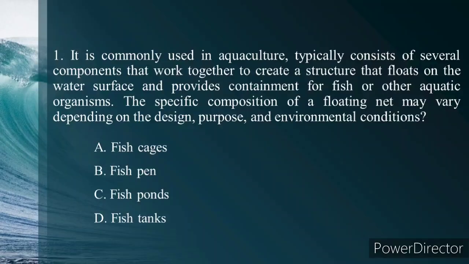Number 1. It is commonly used in aquaculture, typically consists of several components that work together to create a structure that floats on the water surface and provides containment for fish or other aquatic organisms. The specific composition of a floating net may vary depending on the design, purpose, and environmental conditions.